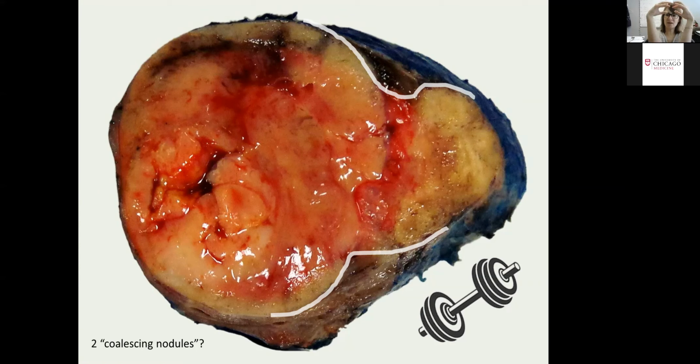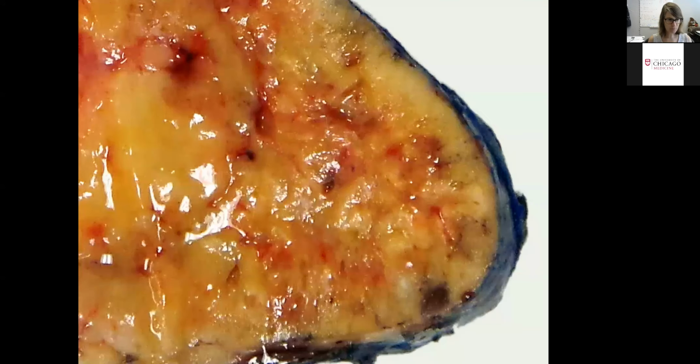If it's a solitary, dominant, benign nodule, it should grow and expand and push the thyroid out and not really have fluctuations, undulations, or satellites, okay? So this is already suspicious. All right, what else do we see on closer examination of this gross photograph?